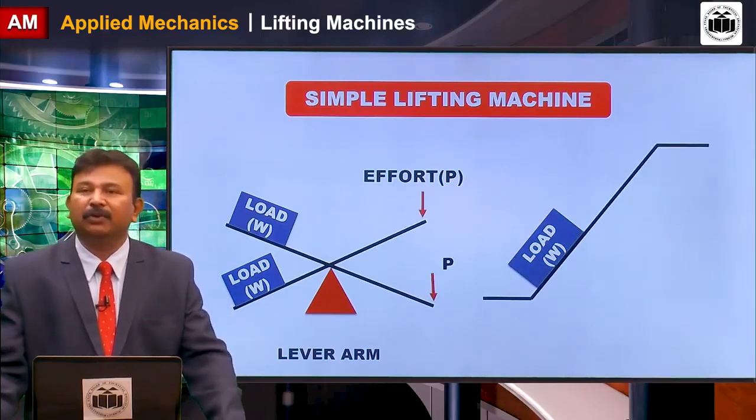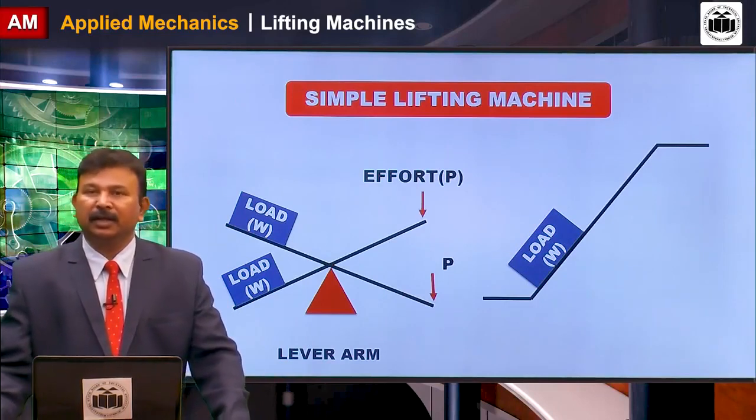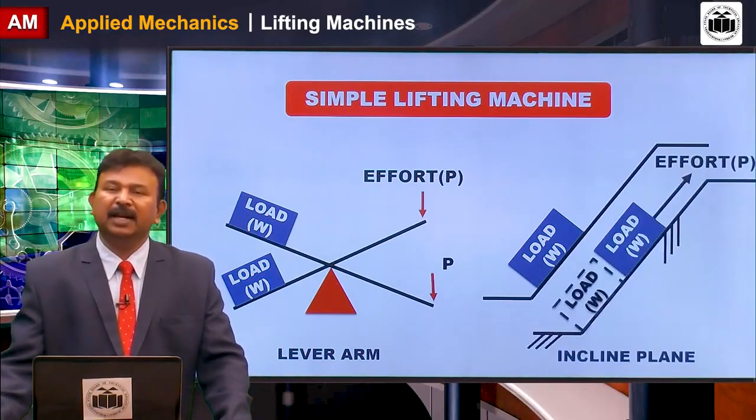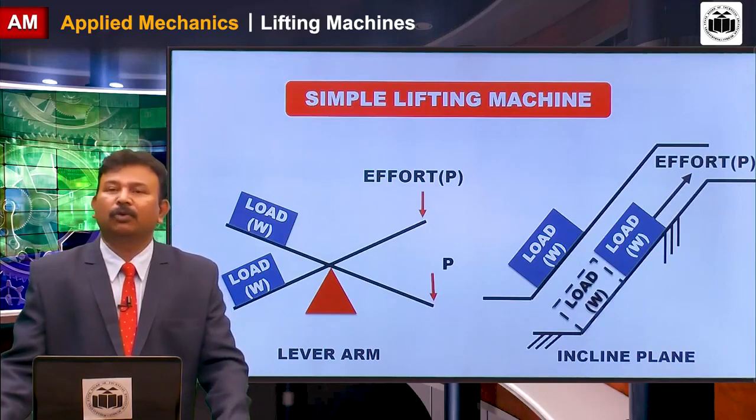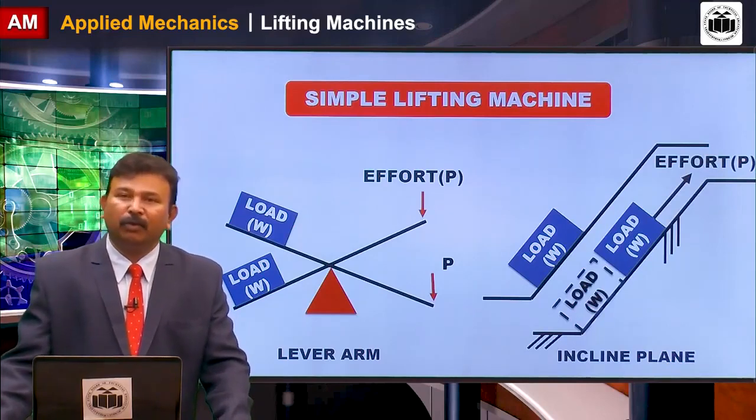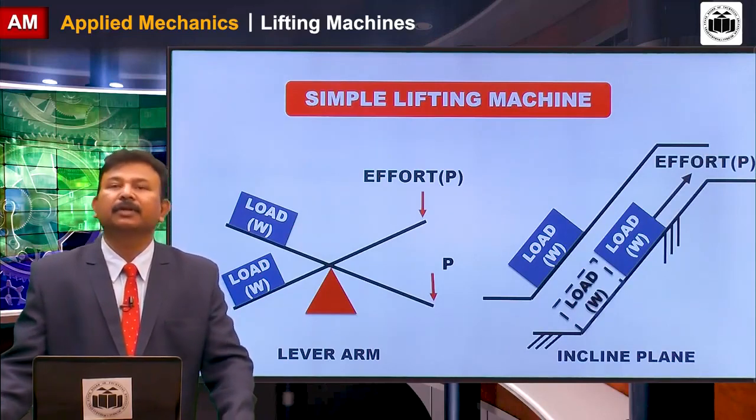The second machine we will try to learn is the inclined plane. In an inclined plane, we can easily lift the load. We are applying effort at one point and the load is lifted.